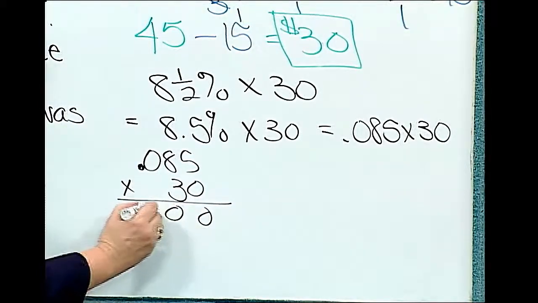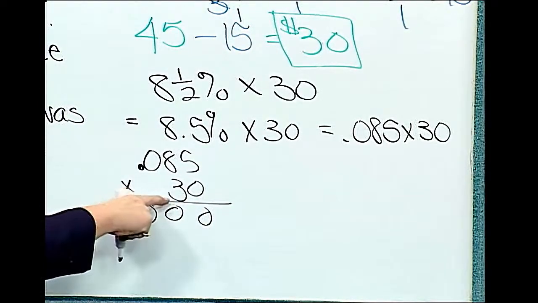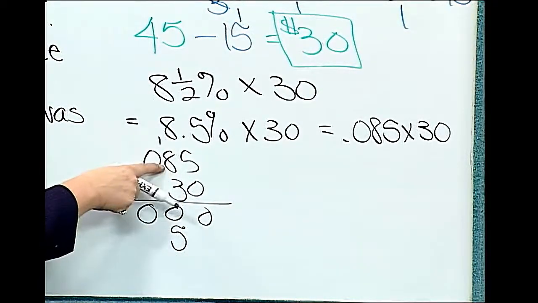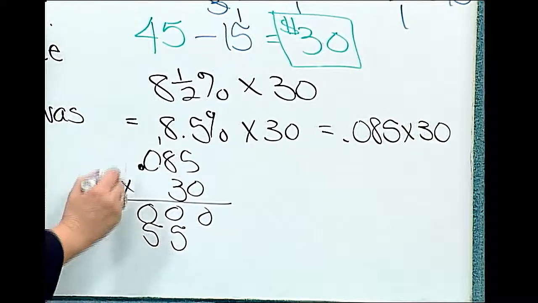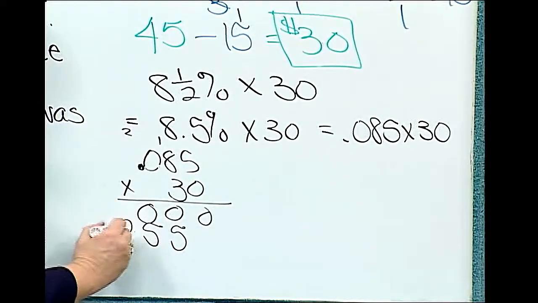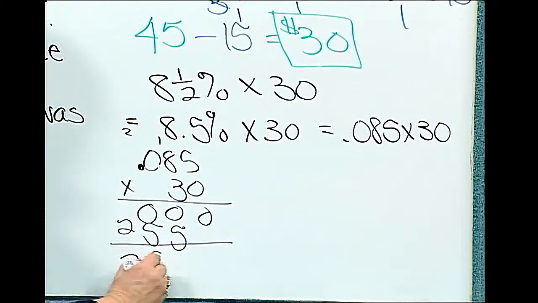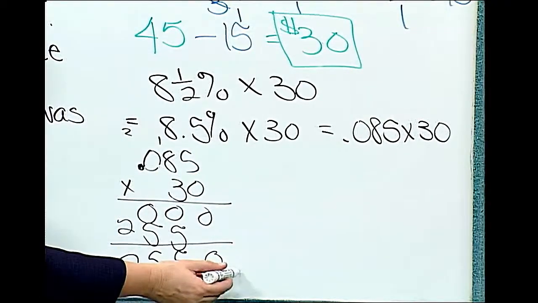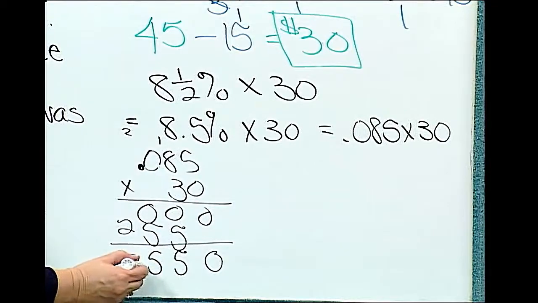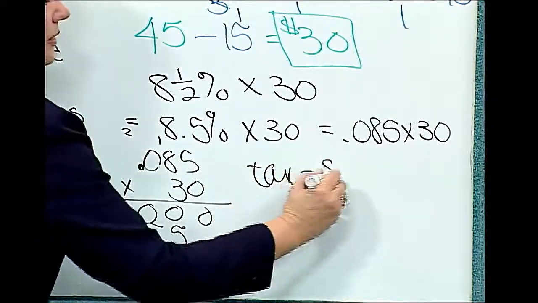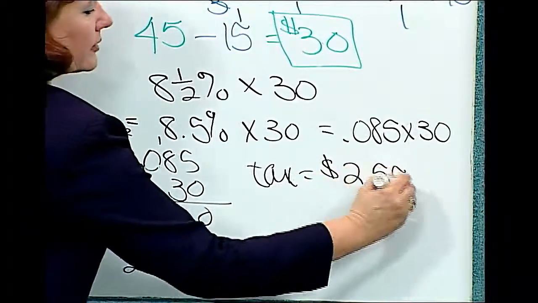I'm going to multiply by 0 and get my row of zeros, and then I'll multiply by 3. 3 times 5 is 15. 3 times 8 is 24, plus 1 is 25. 3 times 0 is 0, plus 2 is 2. I notice I have 1, 2, 3 decimal places, so from the right I'll move in 1, 2, 3 decimal places. And I see that my tax is $2.55.